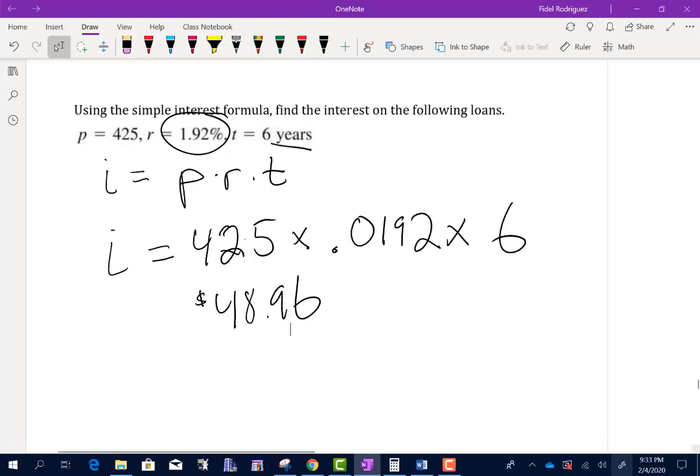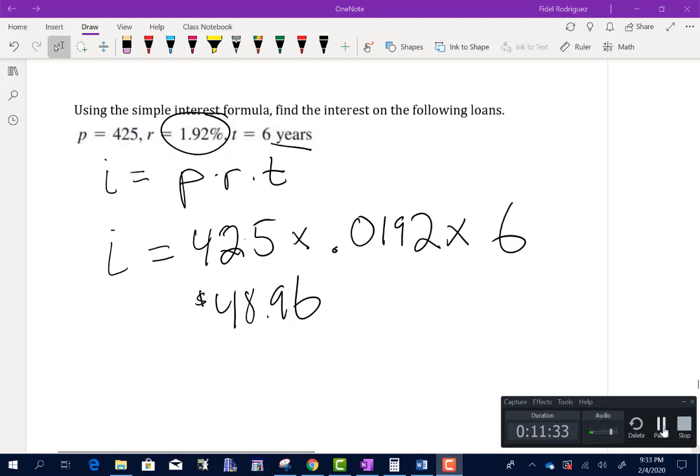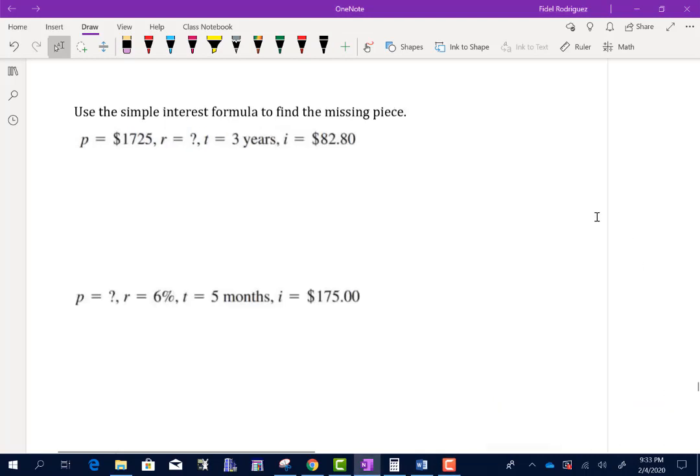Okay. And let me pause that real quick. Okay. So now let's take a look at these next couple of problems. It says, use the simple interest formula to find the missing piece.